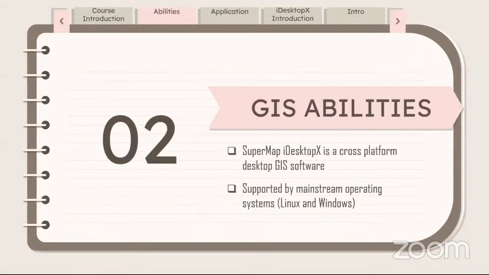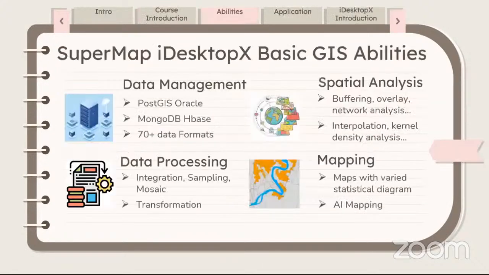Okay, now we are done with the course introduction. Now, we will focus on the GIS abilities of SuperMap iDesktopX. SuperMap iDesktopX is a cross-platform desktop GIS software and is supported by mainstream operating systems such as Linux and Windows. Okay, we go to the SuperMap iDesktopX basic GIS abilities.